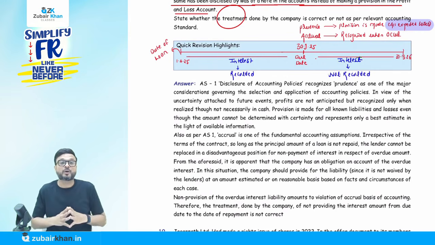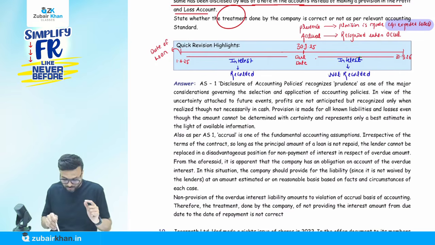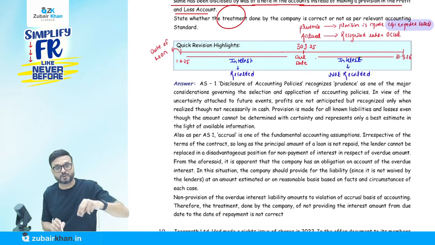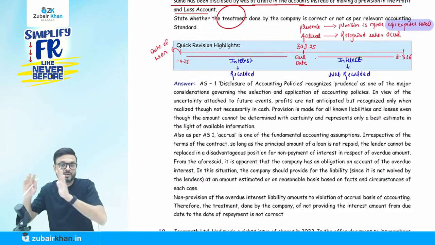You just have to do a quick revision of this 100, which will take hardly 2 hours. Okay, and you don't have to read it at that time. You just have to do a quick revision of the highlights. You have to write it down, so you will know the answer. What is the final outcome of this question?